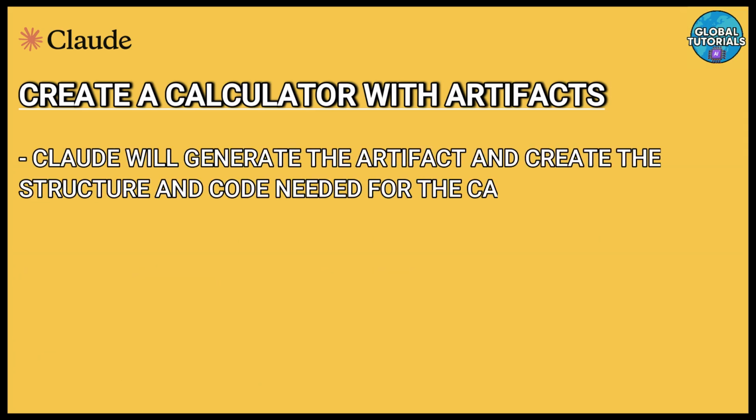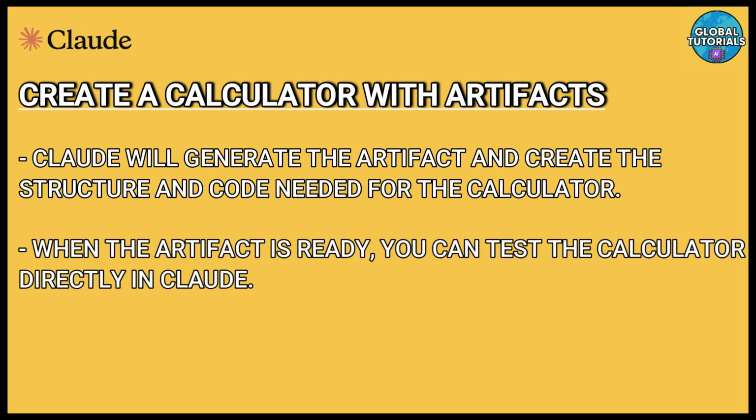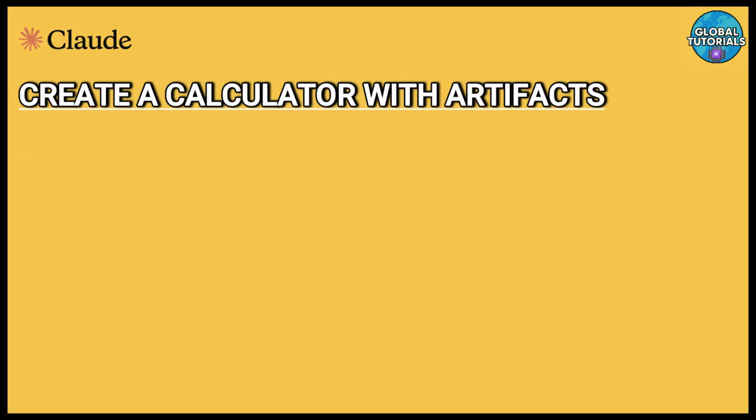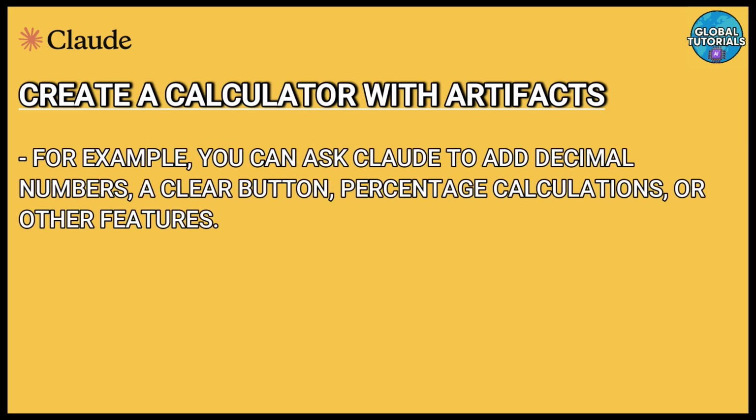Claude will generate the artifact and create the structure and code needed for the calculator. When the artifact is ready, you can test the calculator directly in Claude. If you want to change something, send another instruction, explaining exactly what you want to modify. For example, you can ask Claude to add decimal numbers, a clear button, percentage calculations, or other features.